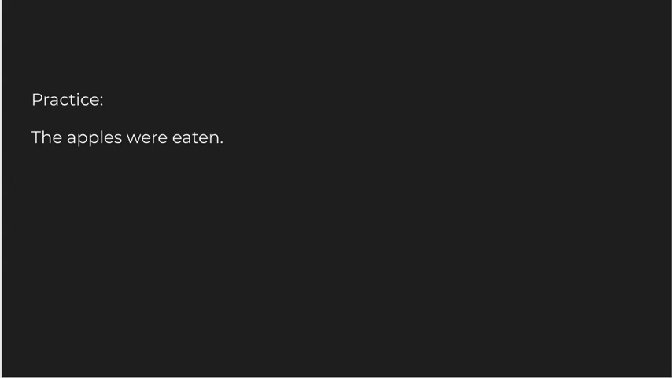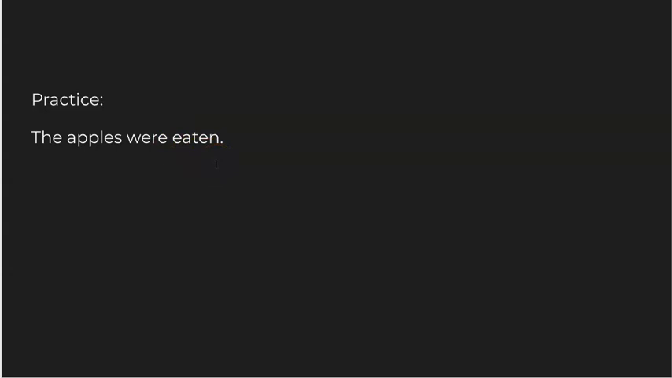So we're going to work with a really simple example. The apples were eaten. We know that this is a passive sentence because it's a form of the to-be verb, which is were, and then the past participle of the word eat, or ate. So, the apples were eaten. Step one is that you identify the subject. In this sentence, there's no subject. We do not know who ate the apples.